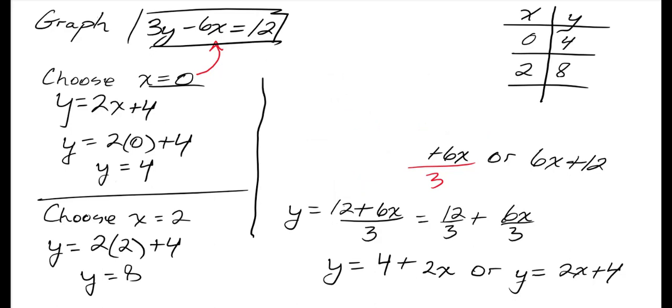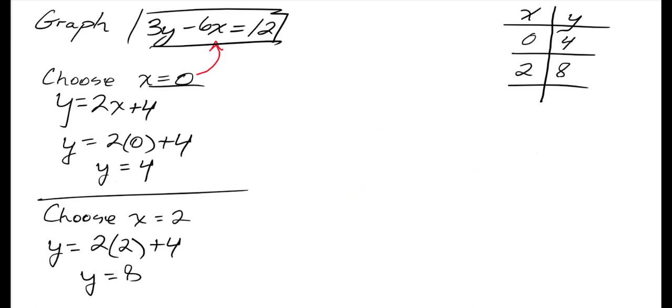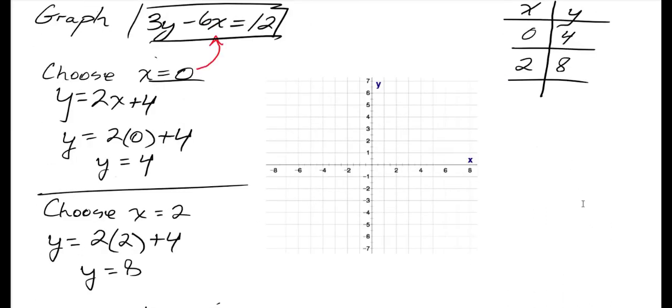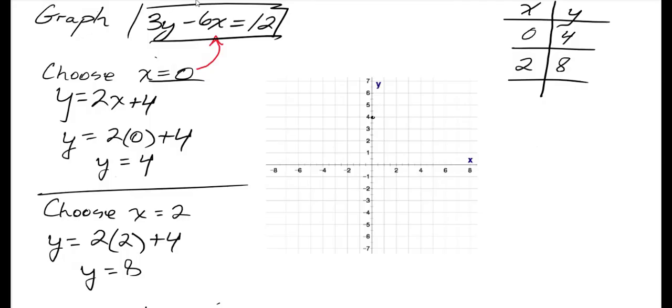So let's go ahead and get rid of all this. Alright, so there's my xy axis. We'll go ahead and plot our 2 points, 0, 4, and 2, 8. So 0, 4, here's 1 point. And 2, 8. So notice my axis only goes up to 7. So we should probably just generate a different point.